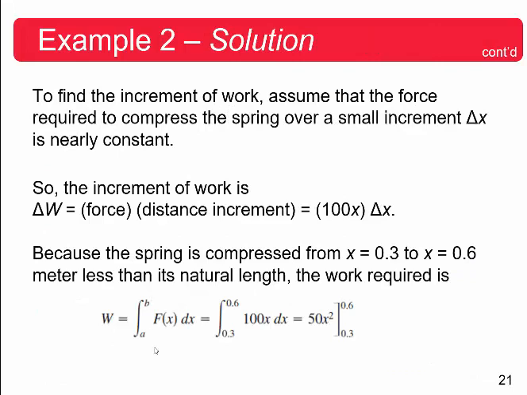So work done is the integral from a to b of the force function dx. We're going from 0.3 to 0.6. My force function is 100x dx. When I integrate 100x, that just becomes 50x squared, and we're evaluating that from 0.3 to 0.6. You all know how to do that, plugging that in. You end up getting 18 minus 4.5. So the work required to do this is 13.5 joules.